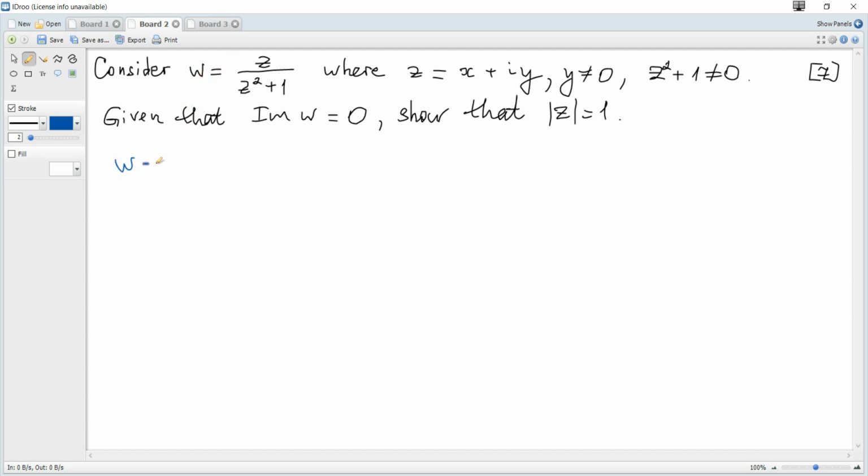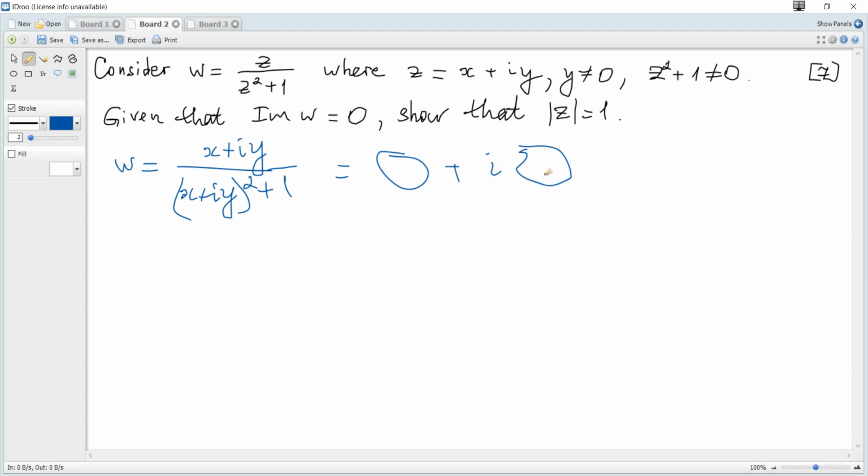w and just substitute x plus iy for z, so it becomes x plus iy over (x plus iy) squared plus 1. And to show something, we should use this only information, but to understand what the imaginary part is, we should represent this w as something without i plus i multiplied by something also without i, hence its real part, its imaginary part. So we should get rid of i in the denominator.